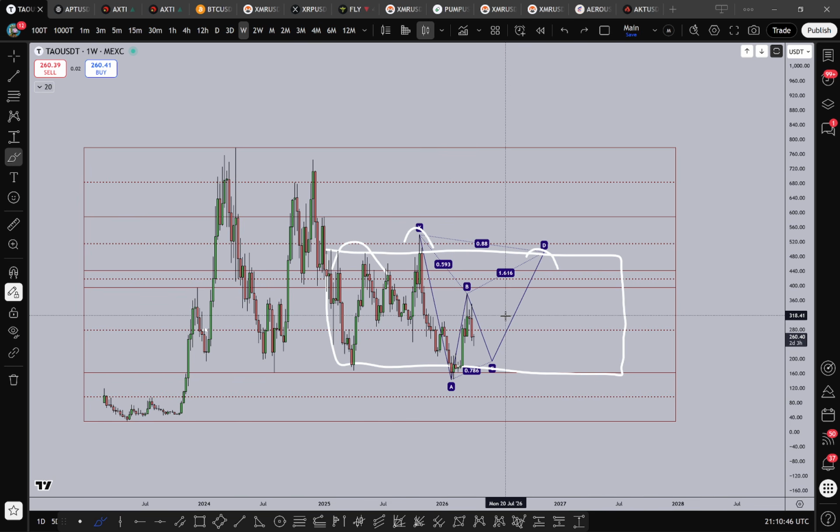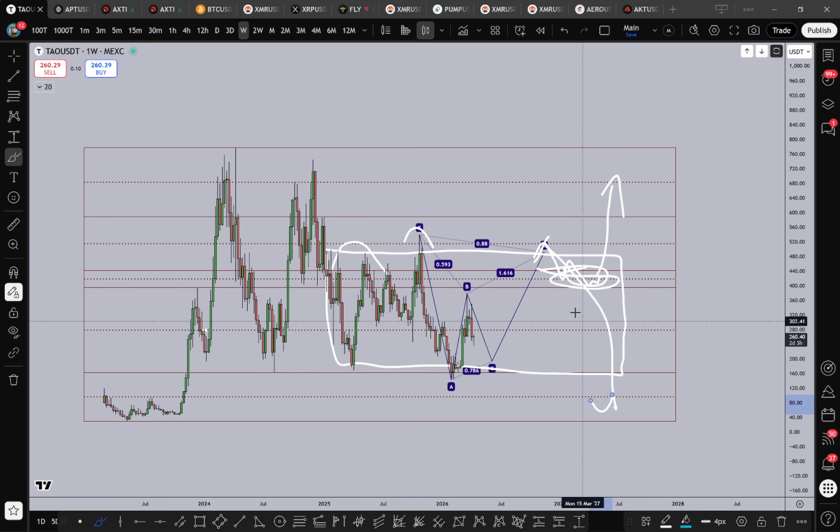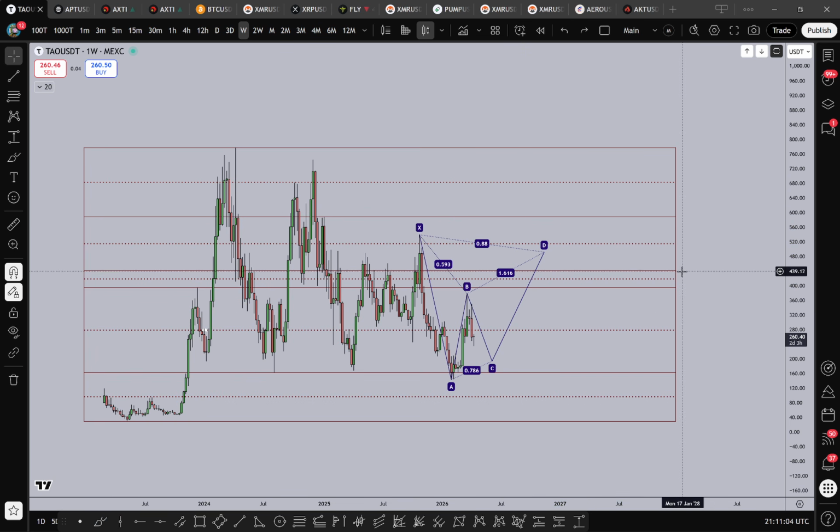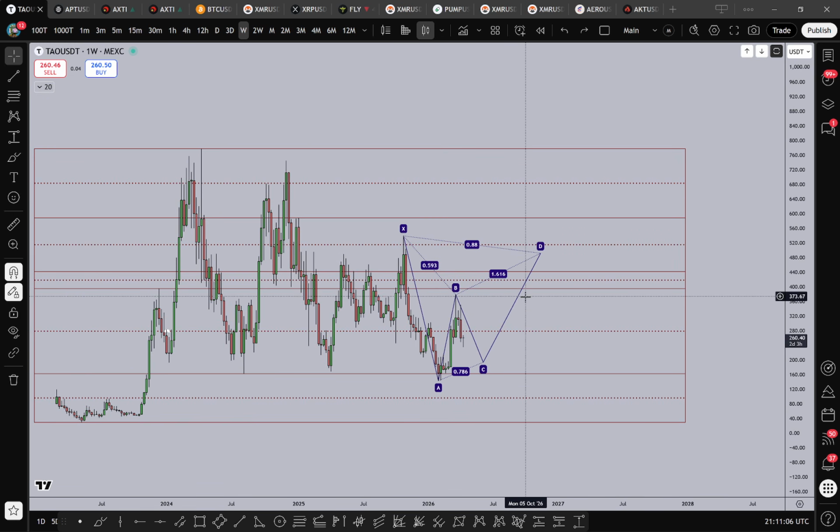But even if it doesn't, right? Even if it doesn't, you know, invalidation is clear. If you blast past this and you flip this into support, then you don't have to wait. That'd be invalidation for, okay, we're going to go down over here. Because if this holds, then you're looking simply for the next range, right? That's why I drew these ranges for you guys, so it's easy to see where you are. But yeah, something like this on TAO would be insane.